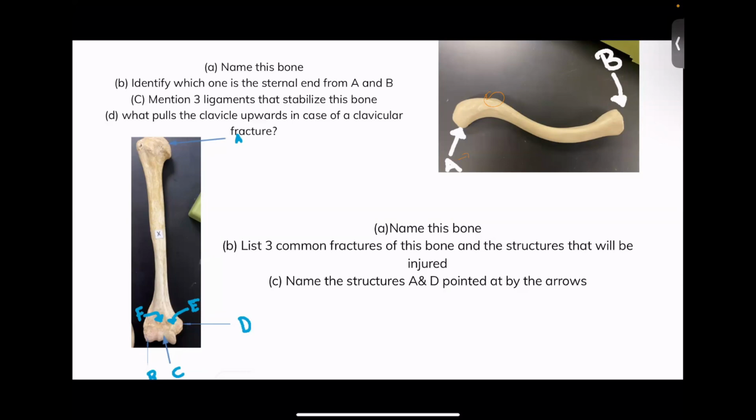And then D, what pulls the clavicle upwards in case of clavicular fracture? I told you guys on the first slide. That was the sternocleidomastoid muscle. And if the question was what pulls it downwards, then the answer would be latissimus dorsi. So please remember this. One of them might come up. Okay, so now let's answer the next question. Pause the video.